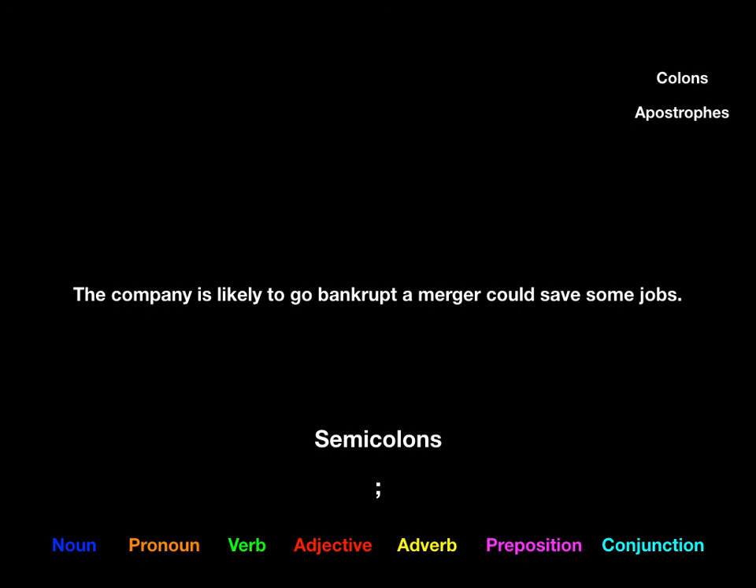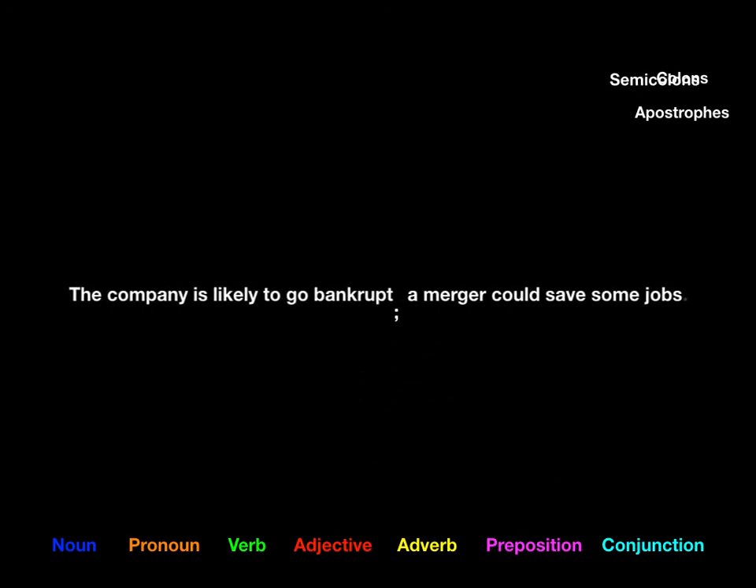Here we have two complete sentences. The company is likely to go bankrupt. A merger could save some jobs. Since we have two complete sentences and no intervening punctuation, we need to add a semicolon between these two sections. The company is likely to go bankrupt, semicolon. A merger could save some jobs.